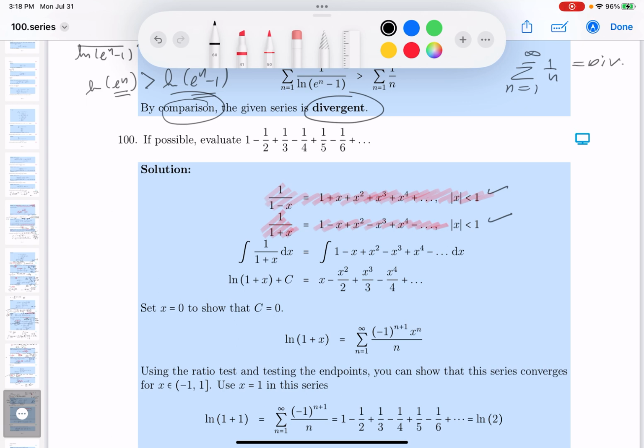What's the next thing? Integrate. So if you integrate, what do you get? Well, the left side's really easy to integrate, by the way. It's 1 over 1 plus x. What is that going to give you? The left side is going to get this over here, plus some constant of integration.